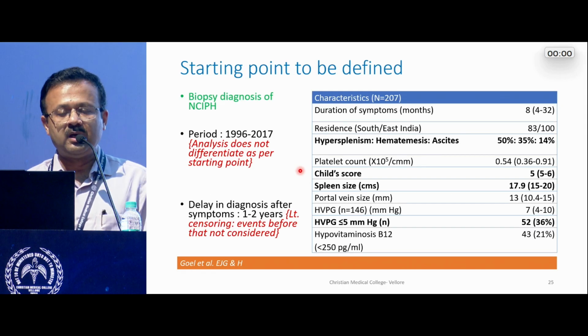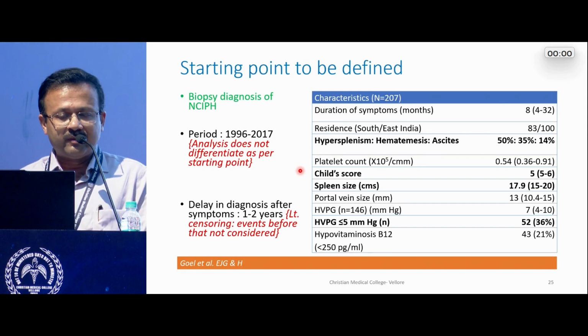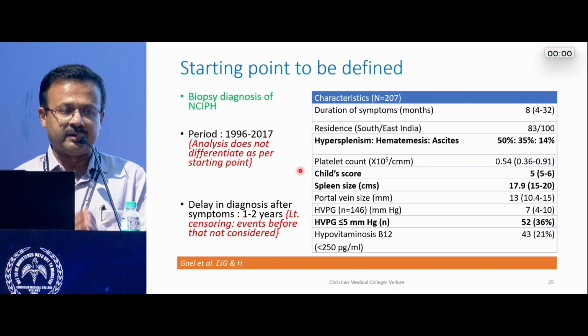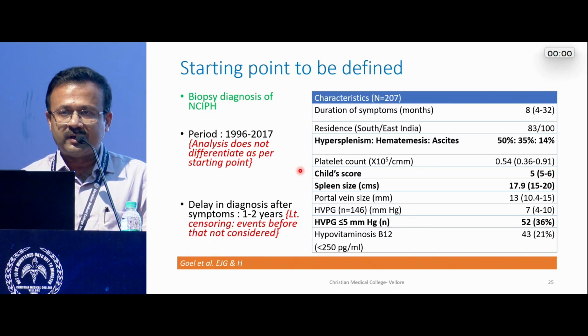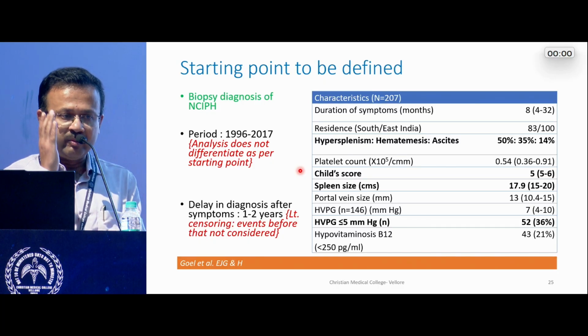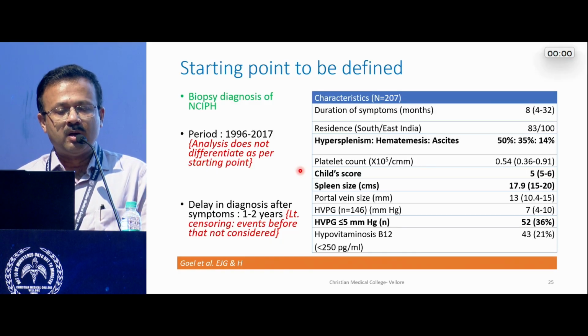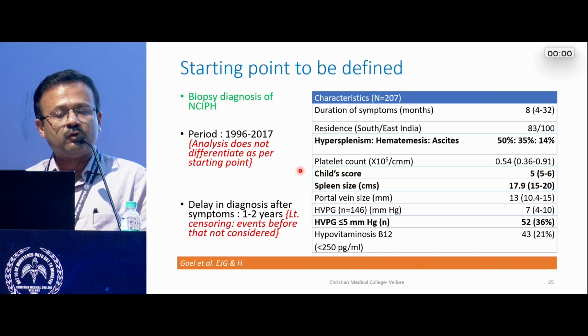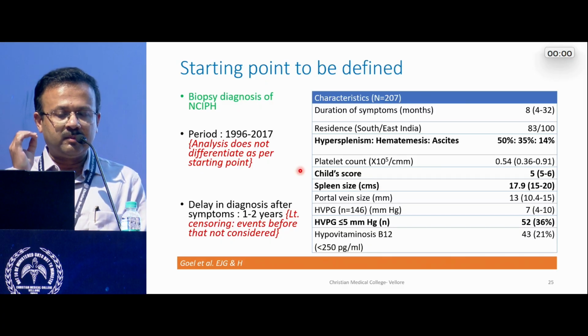For survival analysis, the first step is that the starting point has to be defined. For a randomized control trial it's easy: the time of intervention is the starting point. But for a cohort study, you have to define the starting point. We defined the starting point as the biopsy diagnosis of non-cirrhotic portal hypertension.